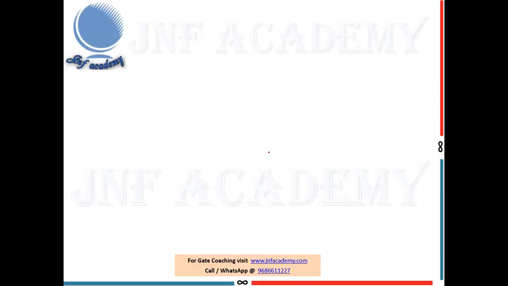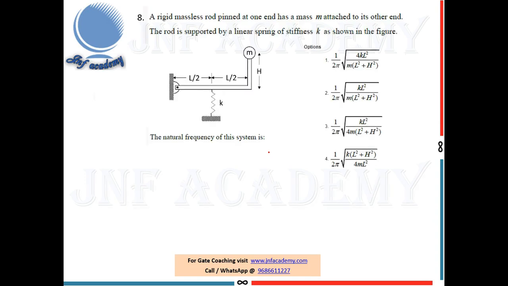Now let us move to the next question. A rigid massless rod pinned at one end has a mass m attached to its other end. The rod is supported by a linear spring of stiffness k as shown in figure. Then the natural frequency of the system is how much?